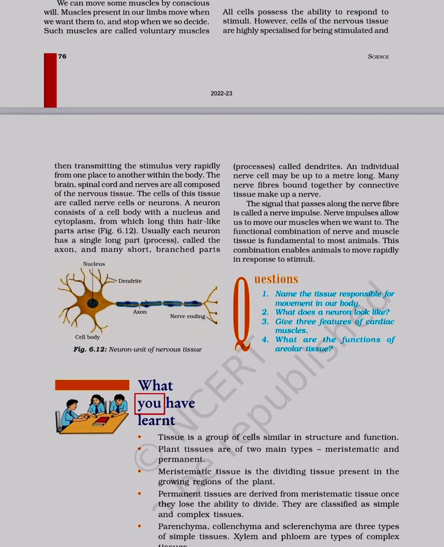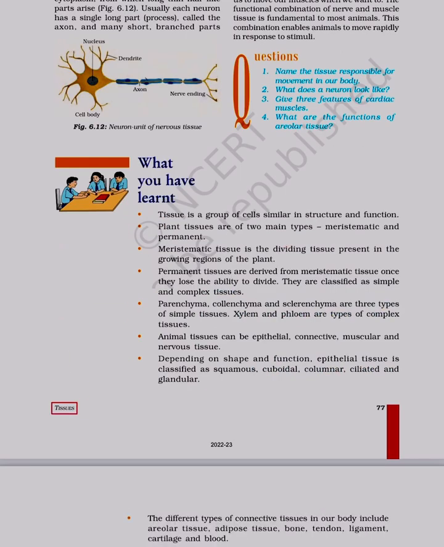What you have learned. Tissues. Tissue is a group of cells similar in structure and function. Plant tissues are of two main types, meristematic and permanent. Meristematic tissue is the dividing tissue present in the growing regions of the plant. Permanent tissues are derived from meristematic tissue once they lose the ability to divide. They are classified as simple and complex tissues.